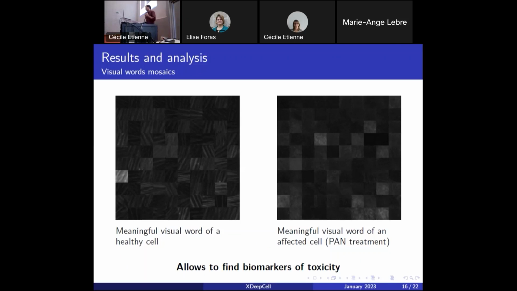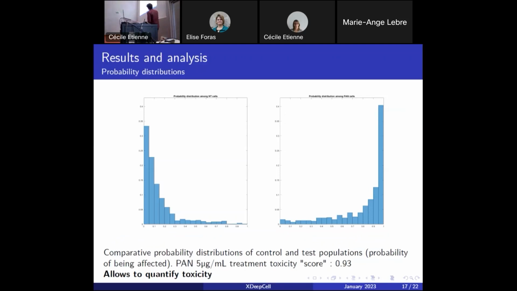So by this visual word analysis, we can find biomarkers of the toxicity. So that's our goal number one that is fulfilled. But there is still goal number two that is left, which is to quantify the toxicity of the drug.